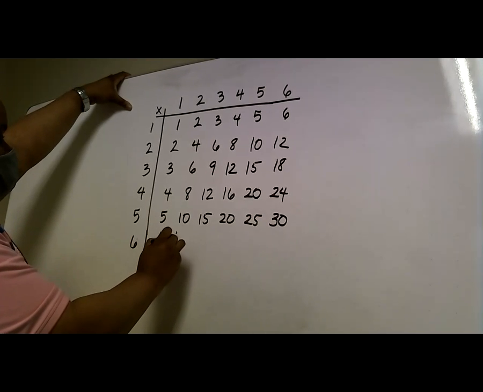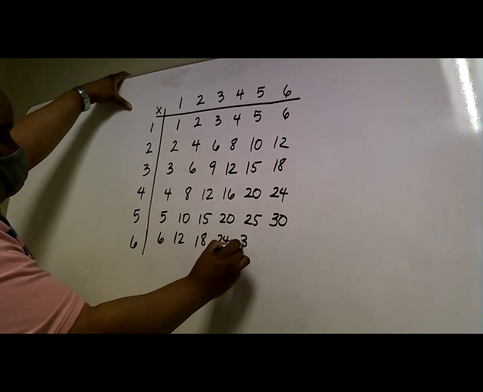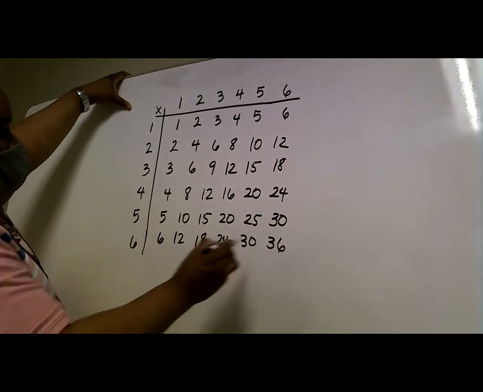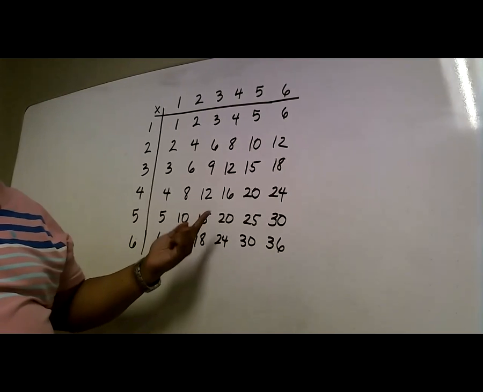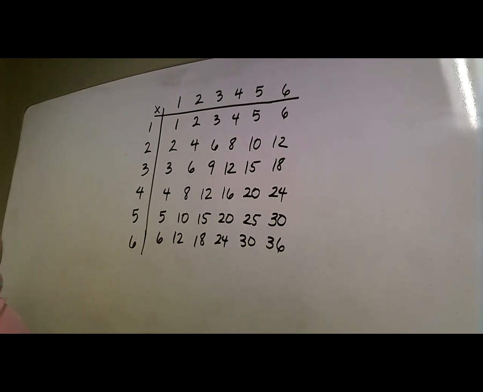6 times 1. So these are all the possible outcomes when you roll 2 dice and then multiply the numbers that you came up with.